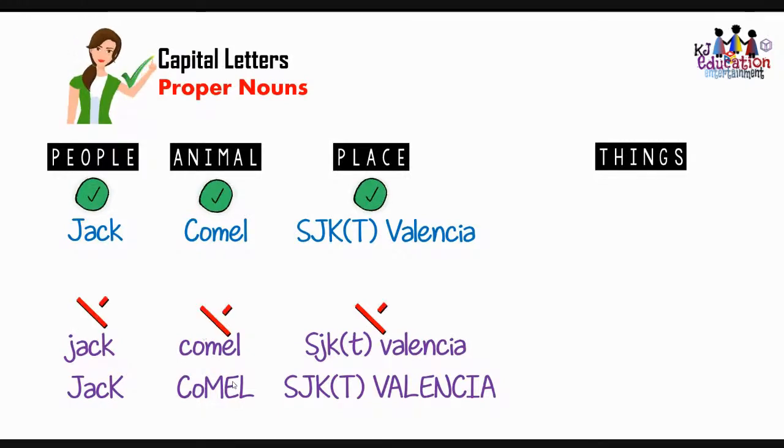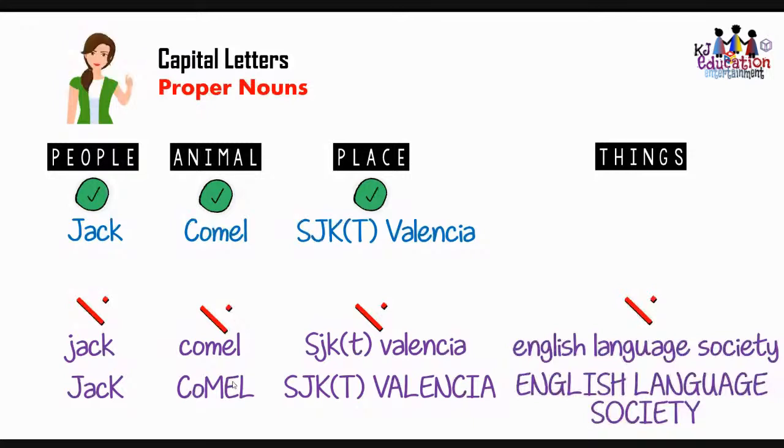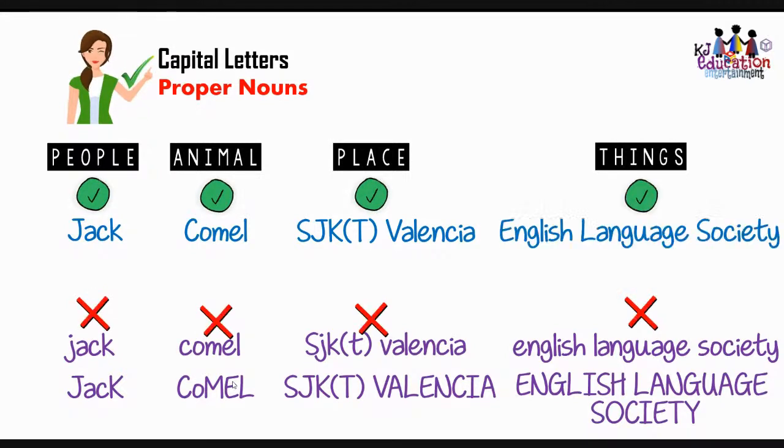Okay, so for the next one, things. We have the name of a society. English language society. Both examples given there are the mistakes, the wrong ones. So when you're going to write it correctly, it's going to be like this. The ELS will be in capital. Okay, so there you have it. Now, these are the correct ways to write words when it comes to proper nouns. So please pay attention to your capital letters.